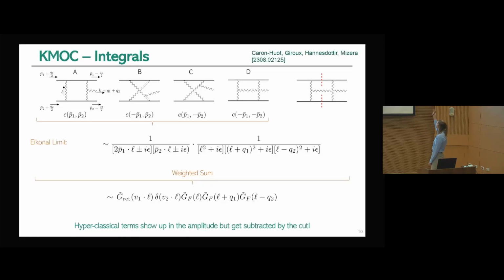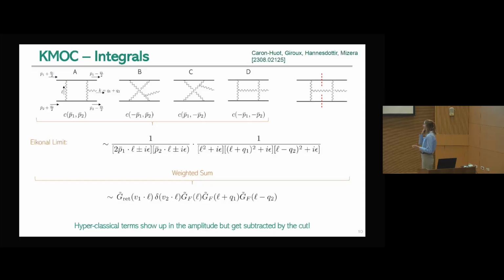Then we need to add this cut that adds, instead of 2 massive propagators, delta functions. By doing this weighted sum that is determined by the signs of the coefficients of these integrals, we find that we always end up with one of the massive propagators turning into a retarded propagator and the other one turning into a delta function. The gravitons, on the other hand, remain Feynman propagators.